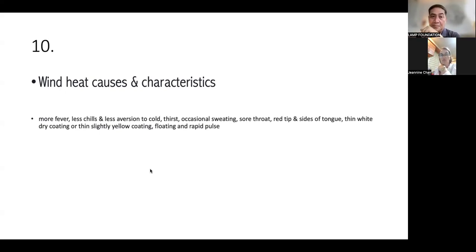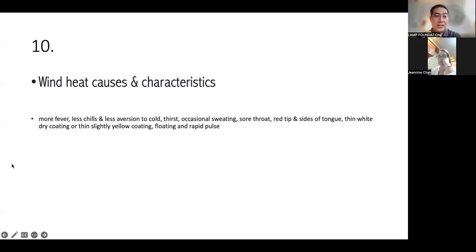Rapid is heat. And when you look at the tongue, red tip and sides of the tongue. Actually, you don't usually see red tip and sides. There are prickles, there are spots on the sides and the tip. And this is one of the instances where the symptoms are very, very important.